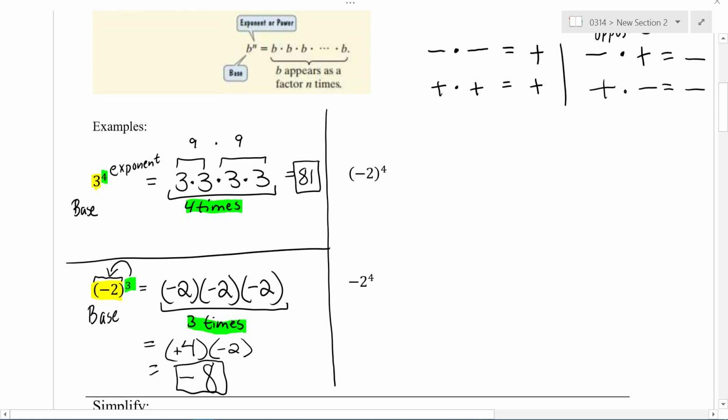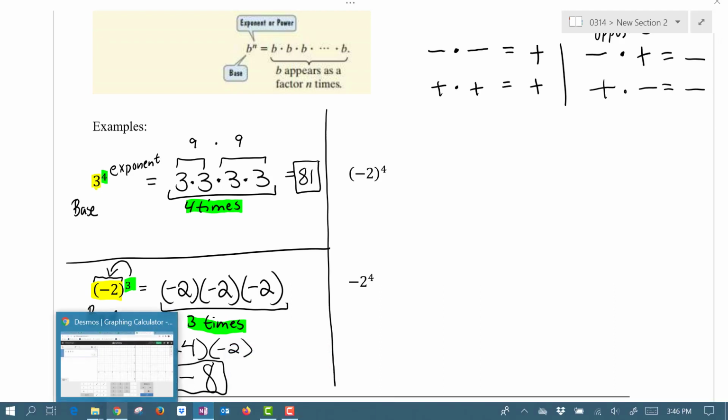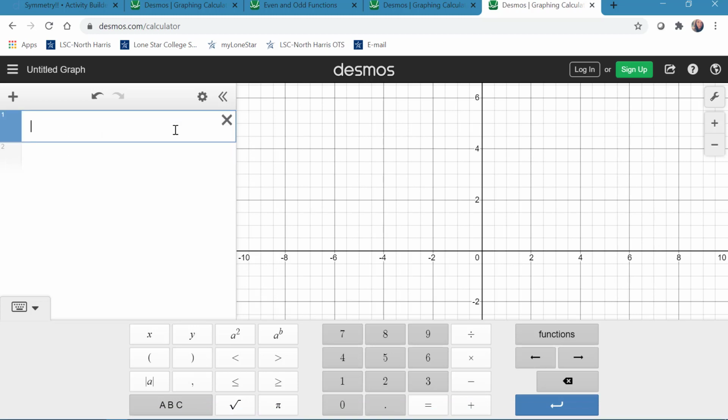All right, we can also do this calculation in Desmos. So let's bring that up. I'm going to do this 2 ways. We had negative 2 times itself 3 times. So I'm going to do parentheses and put the negative 2 inside. I'm going to do another parentheses, put the negative 2 inside. Come outside of those parentheses and start another parentheses and then put the negative 2 inside. So Desmos will do the calculation and give you negative 8, just like we did by hand.